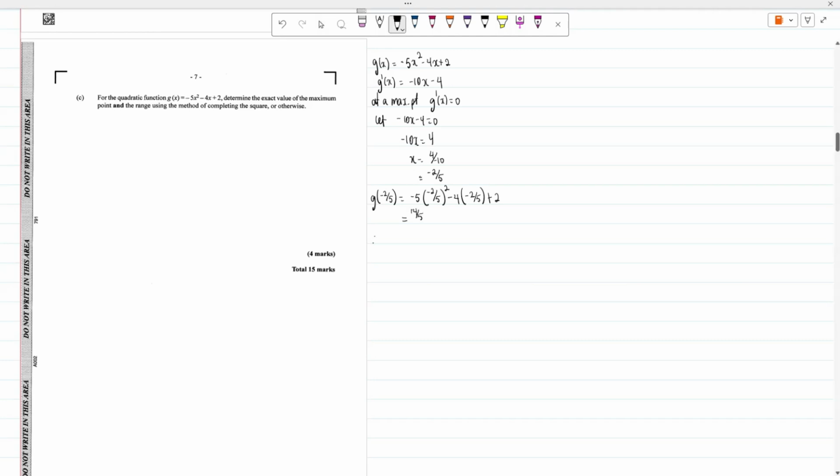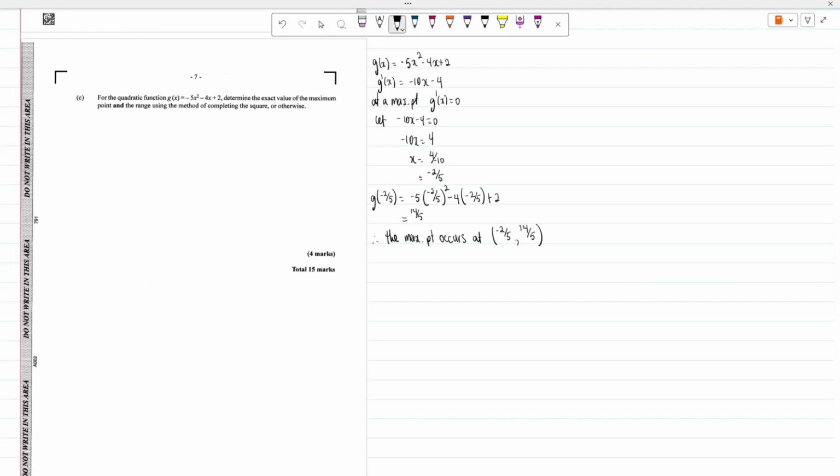So I can say, therefore, the maximum point occurs at minus 2/5, comma, 14 over 5. All right, Manda?